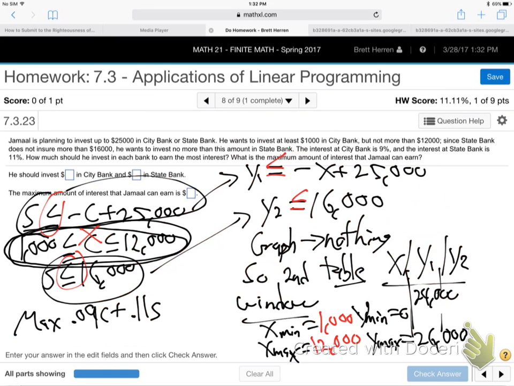Yeah, it's because right here, see what they're saying? The X has to be between 1,000 and 12,000. That's what they told me right here in the words. They said State Bank is between 1,000 and 12,000. How would you put that on the calculator? I just made the window do that right here. It doesn't actually show me a line. I just made that what I'm looking at. I just made my window X going from 1,000 to 12,000.